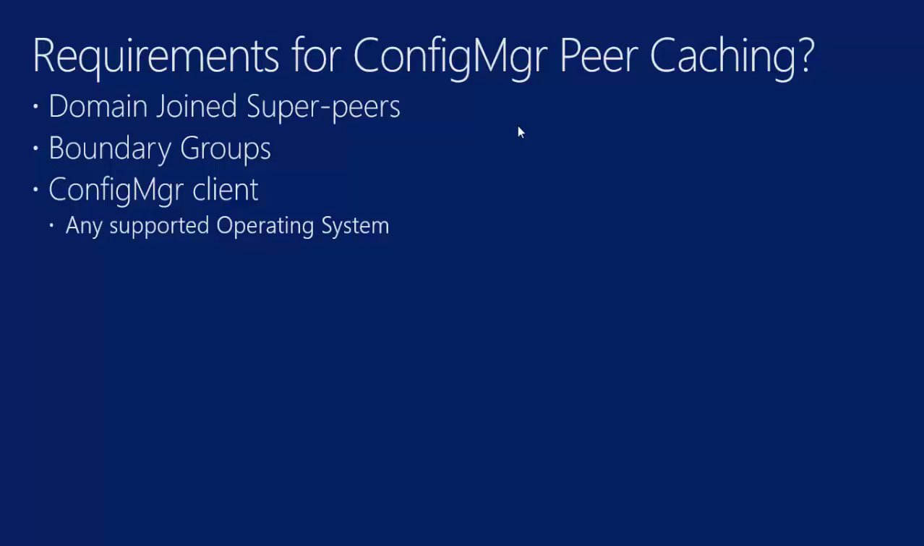And then you also need the Config Manager client. And that Config Manager client, as long as it's running on a supported operating system, then you can use peer caching, no problem. In fact, I specifically will show in a demo a little bit later where my super peer, my content source machine, is on Windows 7 serving a Windows 10 client. Do that on purpose to show that it works great on a Windows 7 machine, no problem.